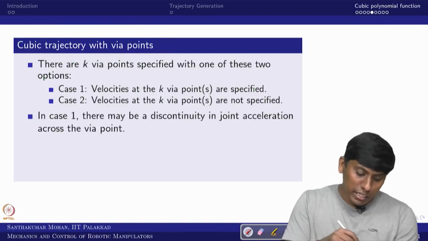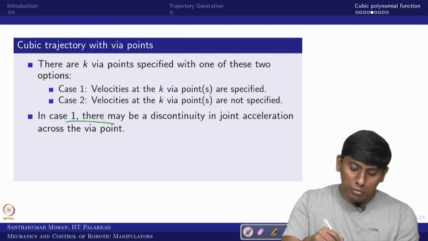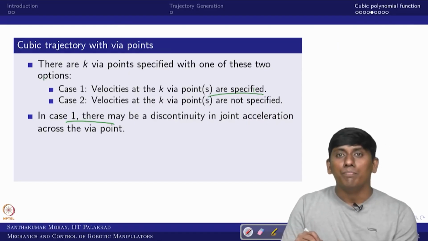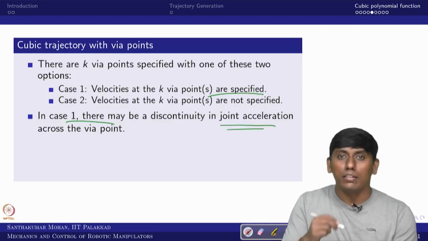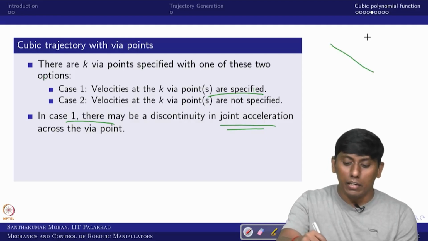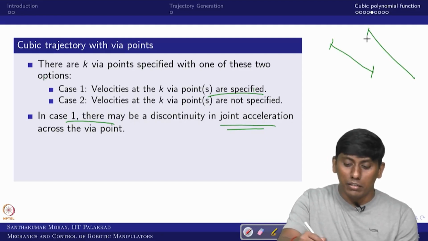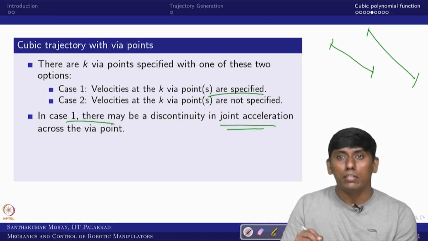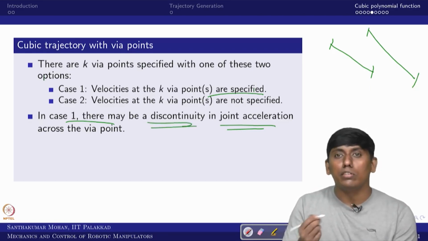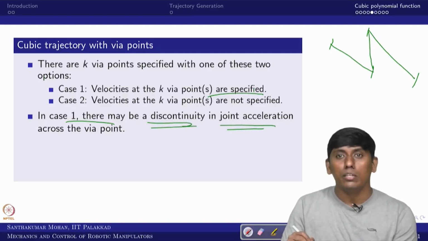So in that sense you can see in case 1 there may be a discontinuity, because you are specifying the via point velocity, which makes the joint acceleration jerky. So one segment ends here and another one ends somewhere like this. This is the first segment and this is the second segment that may come like this. This is going to give a discontinuity, which is not encouraged. So this point is where the discontinuity happens.